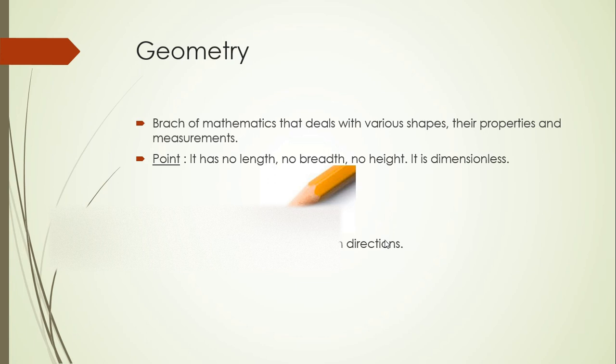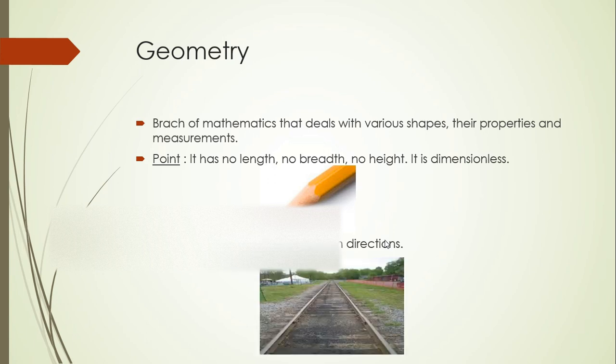Line. It extends indefinitely in both directions. You can see the picture of the railway track. Both sides, they are indefinite. They can extend on both sides. So this is the example of a line.